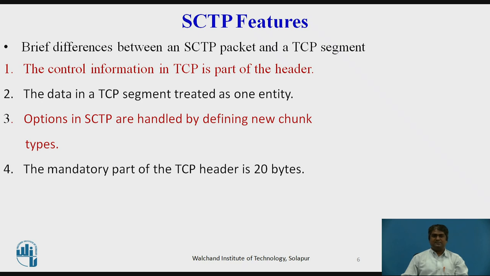The first is that an SCTP sequence number, that is TSN, belongs to each data chunk and hence is located in the chunk's header. The second reason is that the acknowledgement number and window size are part of each control chunk. The third is that there is no need for a header length field because there are no options to make the length of the header variable. The SCTP header length is fixed, that is 12 bytes. The last difference is that there is no need for an urgent pointer in SCTP.